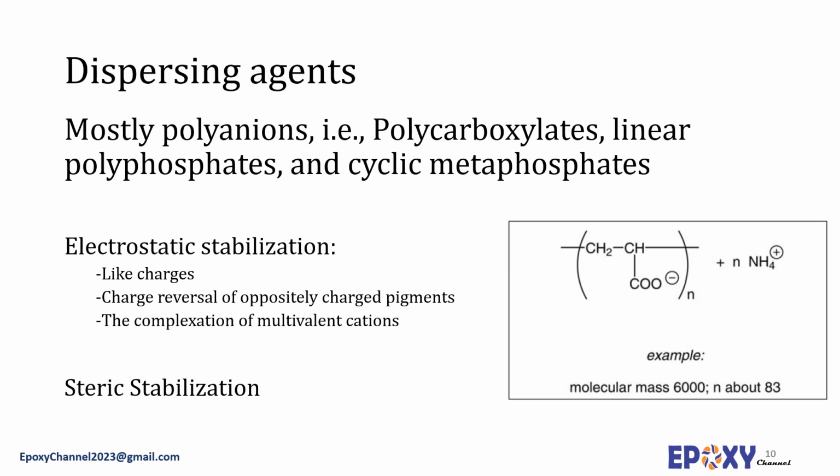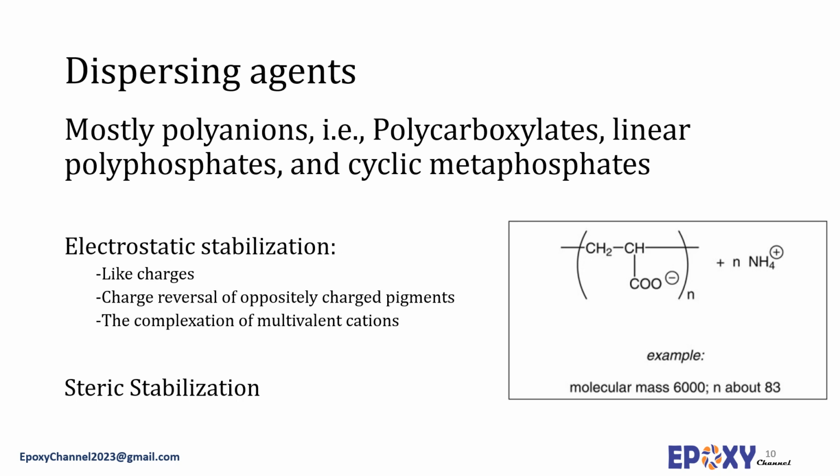Polycarboxylates, mostly salts of carboxylic acids, linear polyphosphates, and cyclic metaphosphates are examples of polyanion dispersing agents. Polycarboxylates have hydrolytic resistance and show good compatibility, resulting in good film quality. However, they have a higher cost and need a higher addition level, and also are sensitive to multivalent cations.